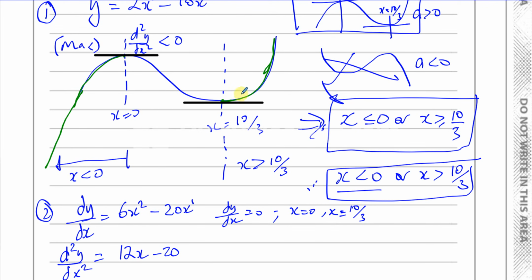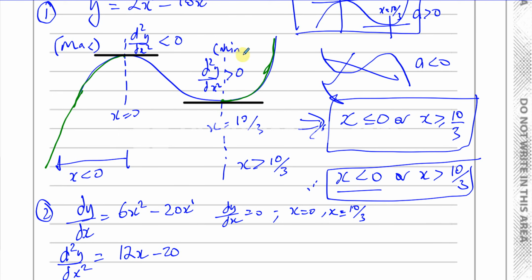And when you have a minimum point, like here, you see the gradient here is starting off as a negative value. For example, negative 4, negative 3, negative 2, negative 1, 0, 1, 2, 3, 4. So as you go along here, the gradient function is increasing. So it's going to be greater than 0. It's increasing. So d squared y over dx squared is greater than 0. The gradient function, the second differential, the rate of change of the gradient is positive because it's increasing. Okay, so that's at a minimum point.